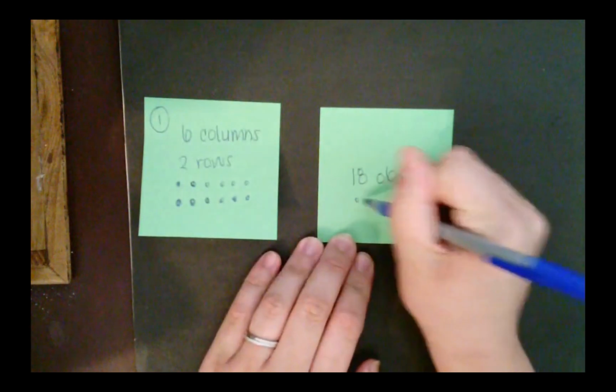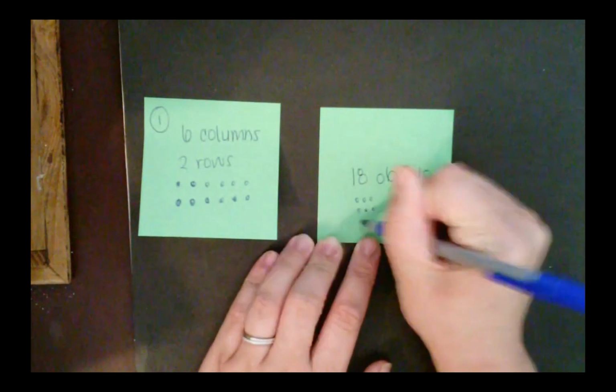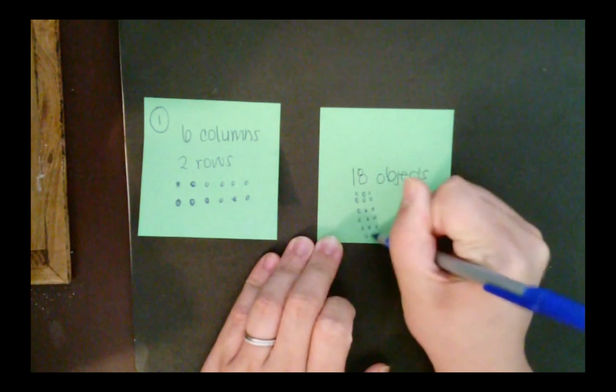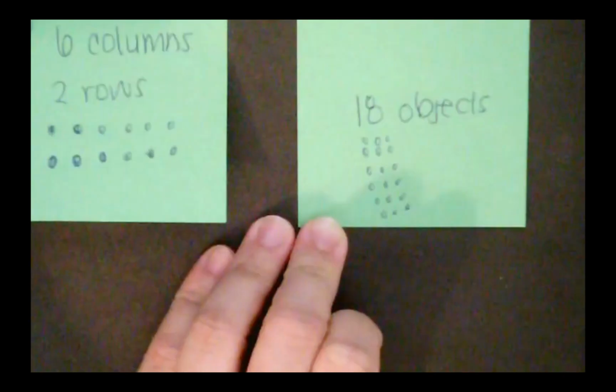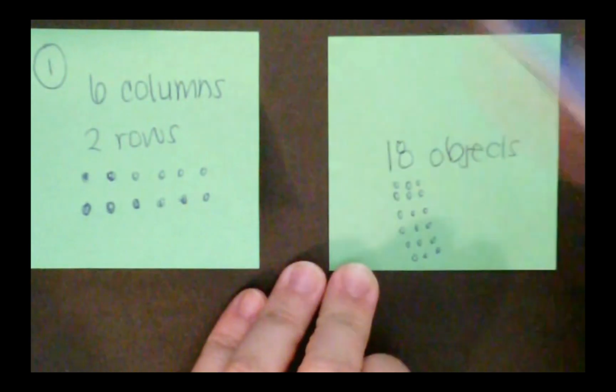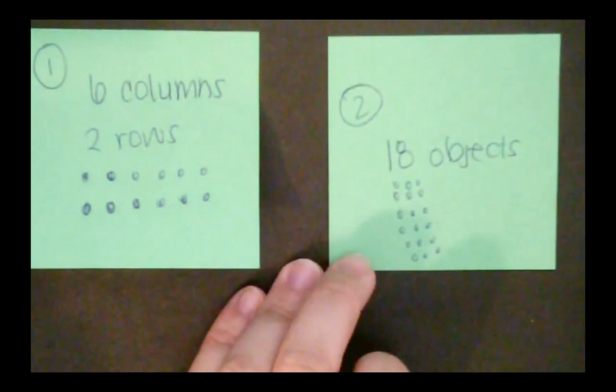18 objects. 1, 2, 3, 4, 5, 6, 7, 8, 9, 10, 11, 12, 13, 14, 15, 16, 17, 18. 18 objects. Take a picture and submit it. Easy peasy. Alright guys, get going.